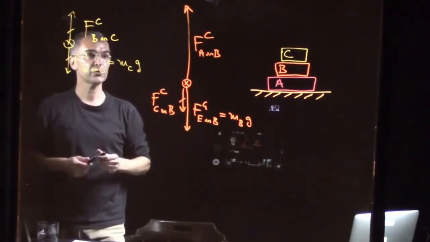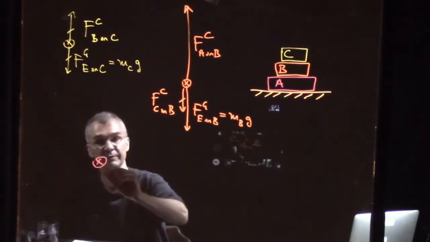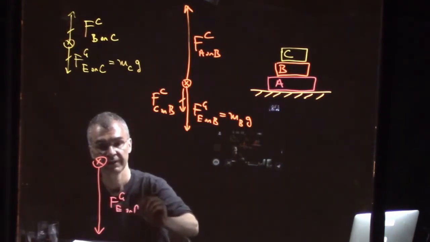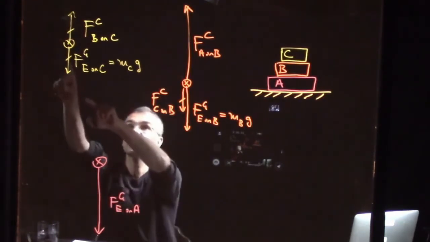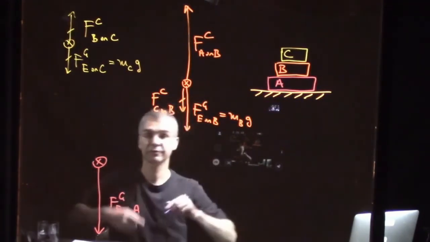Okay, now we can do the free body diagram for A. A is going to be a little more massive than B, so I need to leave enough room for that. Okay, this is going to be A. This is my gravitational force of Earth on A. You see, I made this arrow a little bigger because I'm going to say that B is a little more massive than C, and A is a little more massive than B.